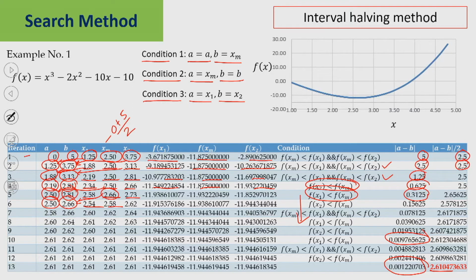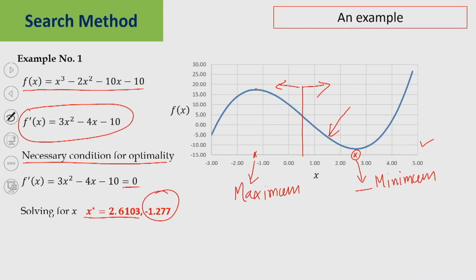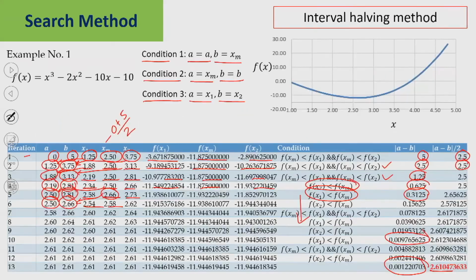2.6104. As you have seen, the optimal solution in that particular region is 2.6103, and you are getting 2.6104. If you do another 2-3 iterations, then you will get 2.6103. So, you can stop your iteration. This method is the interval halving method.